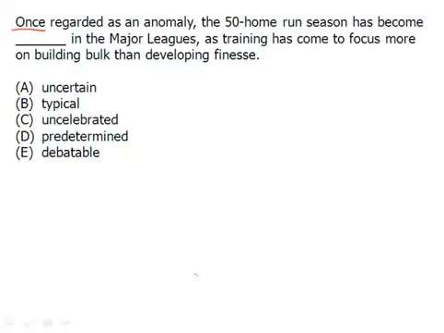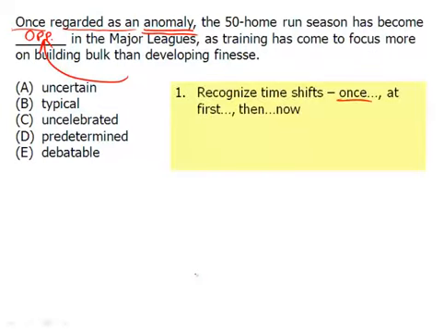So, "at one time, regarded as an anomaly." You can see right here that something was once regarded as an anomaly, but now it's going to be seen as something that is the opposite of anomaly. And that's how this functions. Some key words in terms of time shifts you want to look out for: of course, here we have "once."